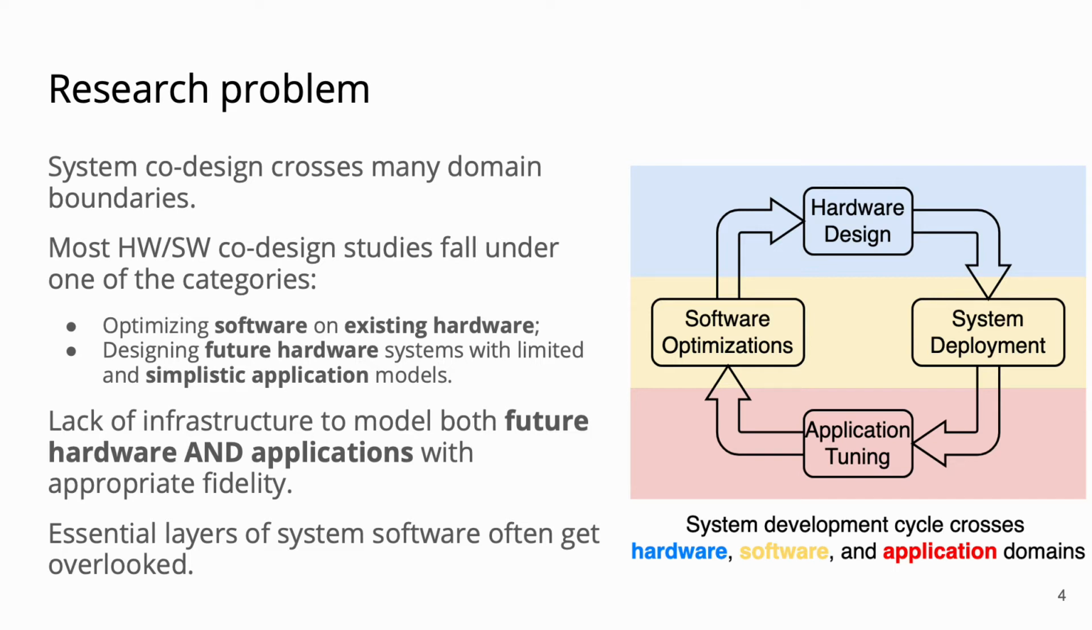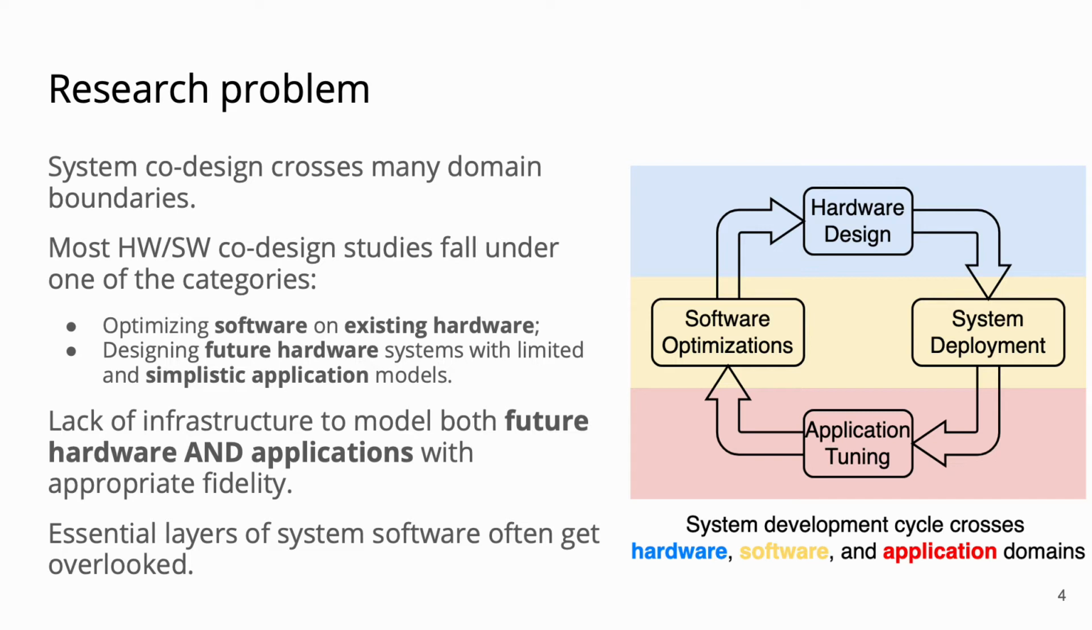Such systems are defined not only by hardware, but also by system-level software and applications they are running. Co-design crosses the domain boundaries that you can see on the scheme representing the system design cycle. A typical cycle includes the hardware design and deployment, system software tuning for the new hardware, followed by application tuning and more software optimizations.